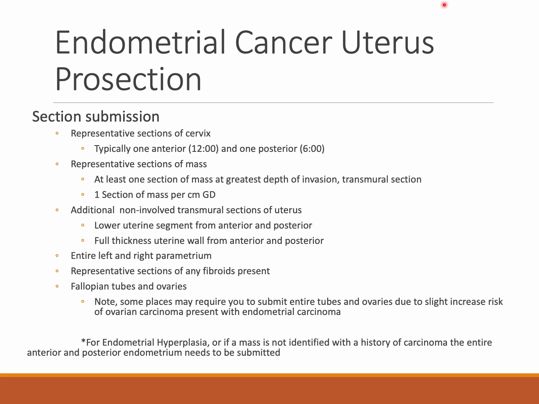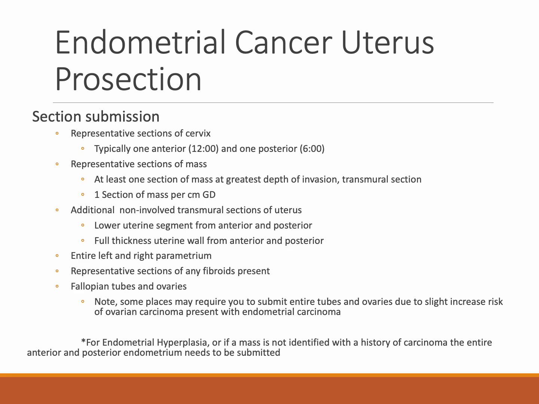Now, the other thing to talk about here is endometrial hyperplasia. So if this is a history of endometrial hyperplasia, what we're going to do is known as sort of trimming or mowing the lawn. So you can do your standard sections, your anterior posterior cervix, anterior posterior lower uterine segments in full thickness. But then afterwards, you're going to want to submit the entire endometrium.